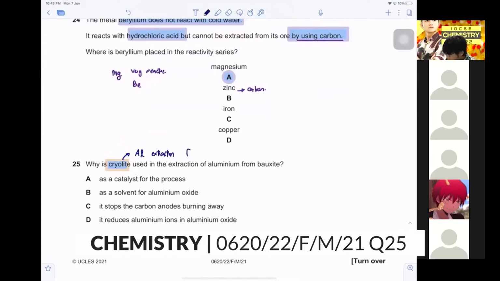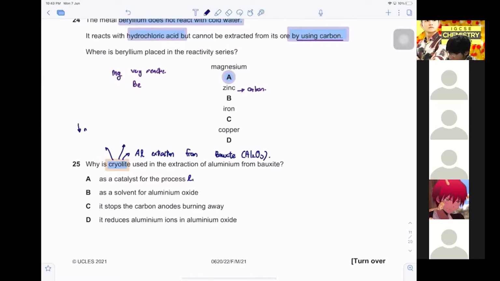Which is your Al2O3 here. Catalyst? Not really. So what it does, it has two purposes. One is to reduce the melting point of your bauxite. Second is to improve the electrical conductivity. As a solvent, yes, it can be because it dissolves it, right?